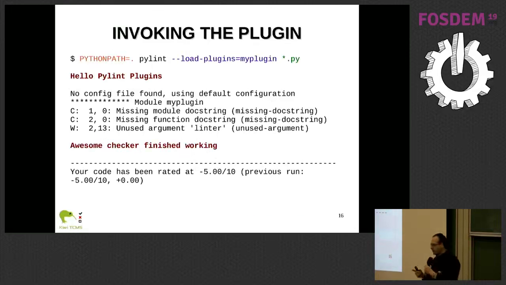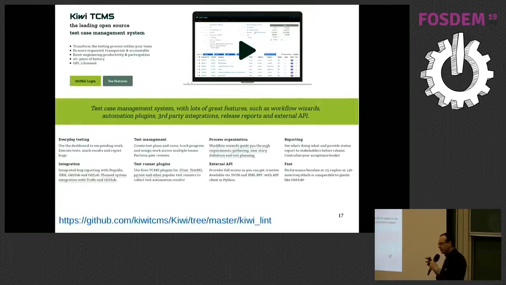Invoking the plugins with --load-plugins, the only thing that you need to be aware of is Pylint is looking in the standard Python path for these plugins. So if they are not there, either you have to move them there or modify the Python path settings, and that's it, nothing else. Now I'm going to show you a few examples from our open source project.